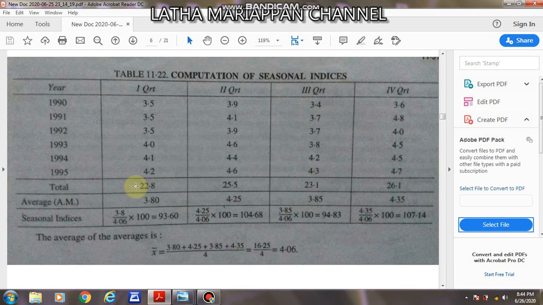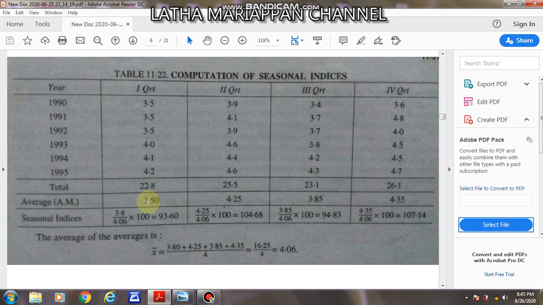Now you have to do the average. 22.8. How many years they gave? 1, 2, 3, 4, 5, 6, no? So 22.8 divided by 6, you will get 3.8. Similarly, do it for the second quarter, third quarter, and fourth quarter. Each total you have to divide by 6. So 25.5 divided by 6, you will get 4.25. 23.1 divided by 6, you will get 3.85. 26.1 divided by 6, you will get 4.35.